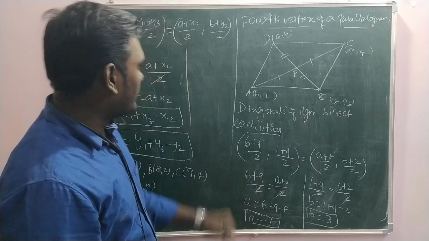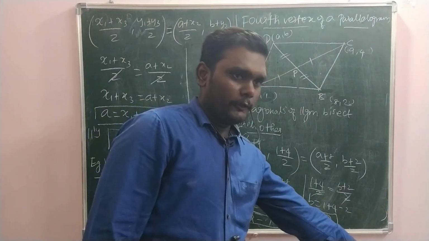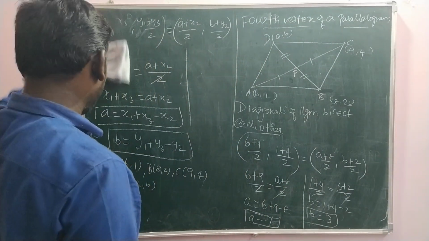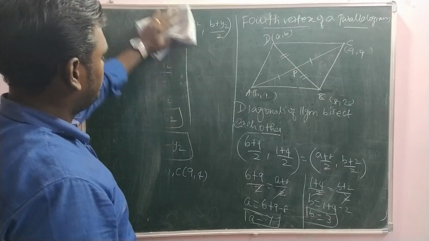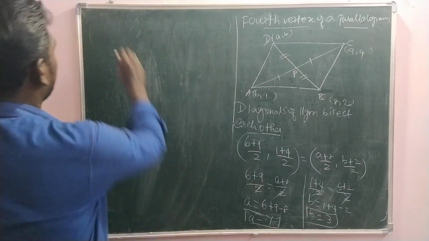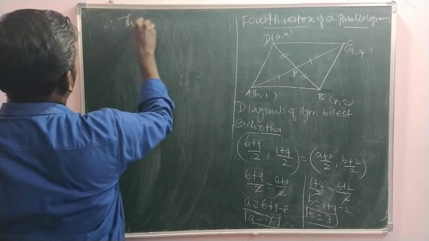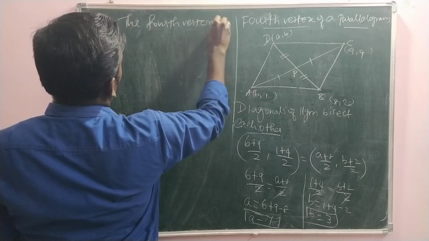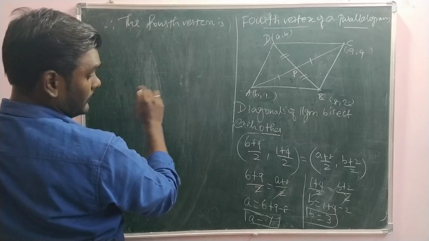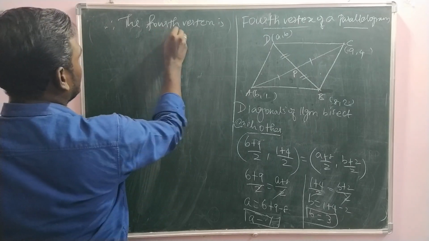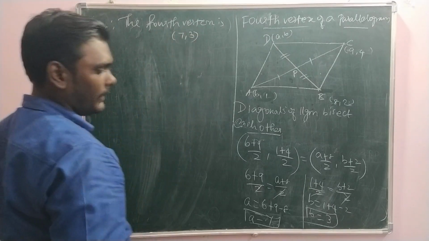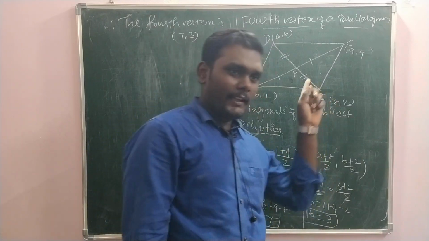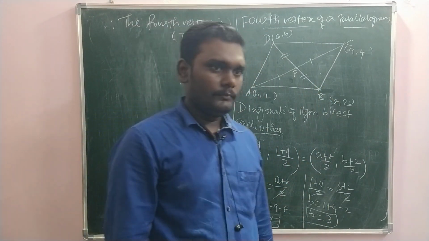So the fourth vertex is, therefore, the fourth vertex is (A, B), that is (7, 3). Alright. This is in the case of the descriptive form.